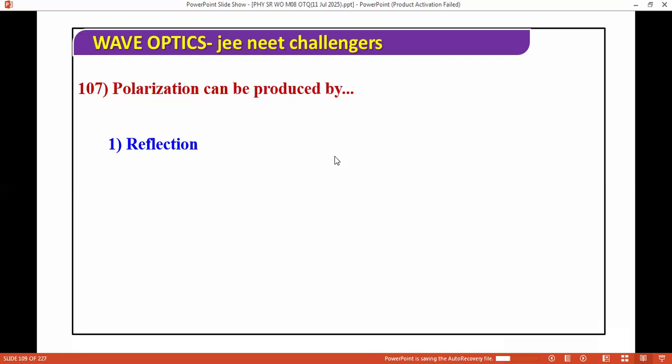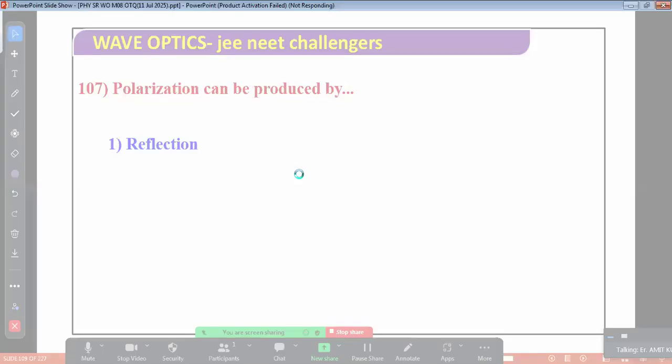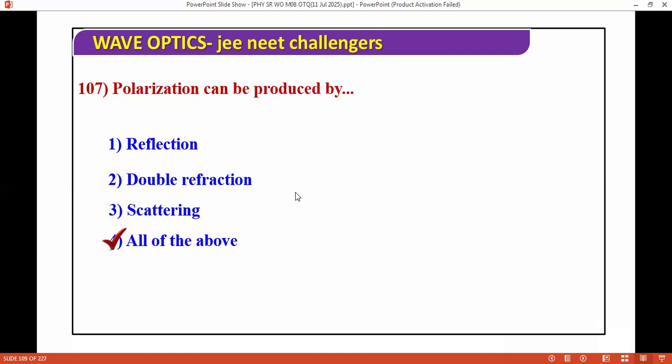double refraction, or scattering. All the answers are correct for this question. So polarization can be produced either with reflection, double refraction, as well as scattering. Next question, I'm moving ahead.